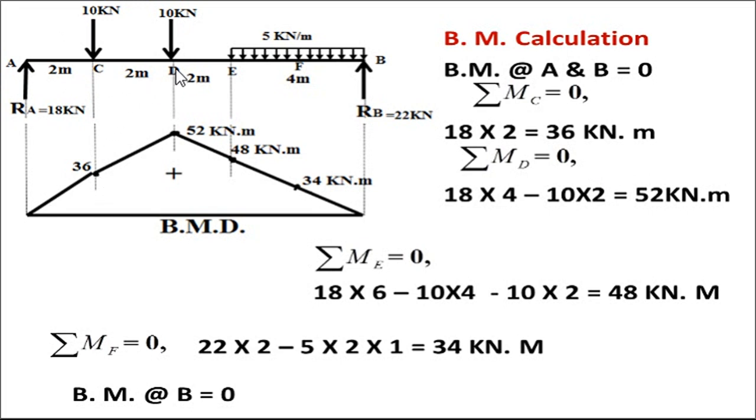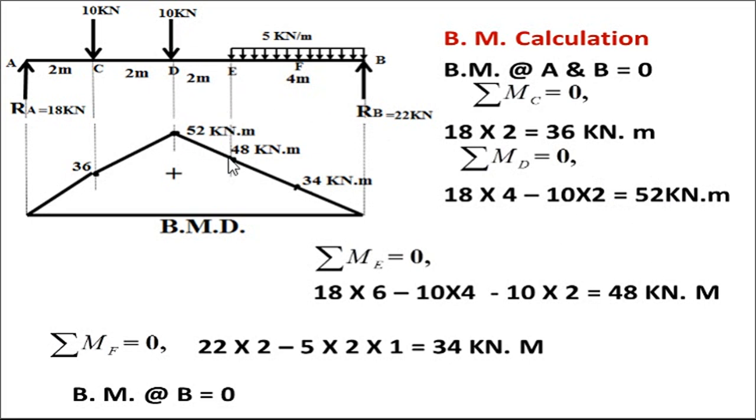Now what will be the moment at D? It is 18 into 4. Up to D, this RA will be positive: RA into 4 minus this 10 into 2. Up to D, this second point load should be deducted because it is anti-clockwise and RA is clockwise. So 18 into 4 minus 10 into 2. Same thing I have written here: 52 will be the bending moment below point D.